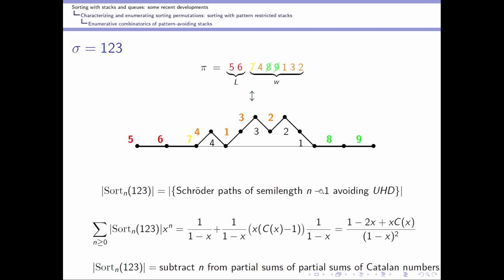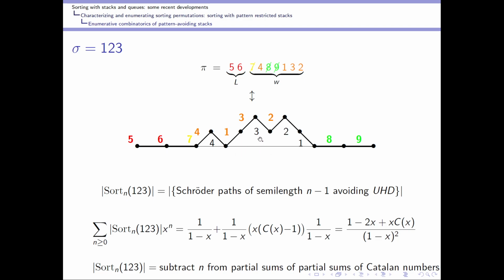The semi-length of the Schroeder path is n-1 because of these elements removed here. So in order to count 1, 2, 3 sortable permutations, you can count this class of Schroeder paths, and it is not extremely difficult to do, because if this is the associated generating function, well, one of these Schroeder paths can either be the Schroeder path consisting only of horizontal steps, which is counted by this piece of the generating function, or there can be a non-empty Dyck path here in the middle.